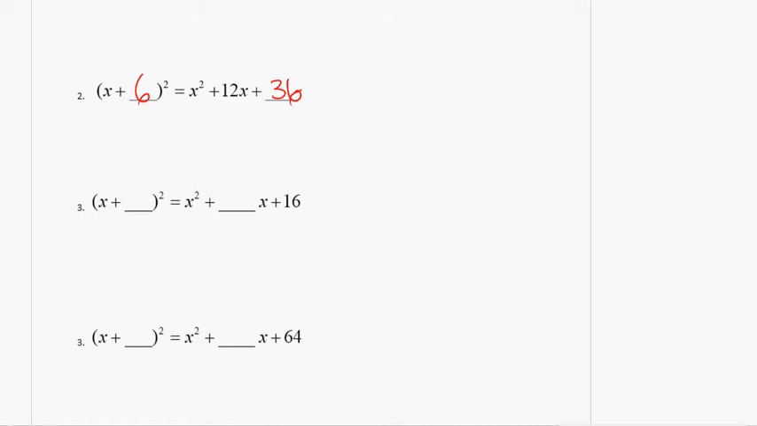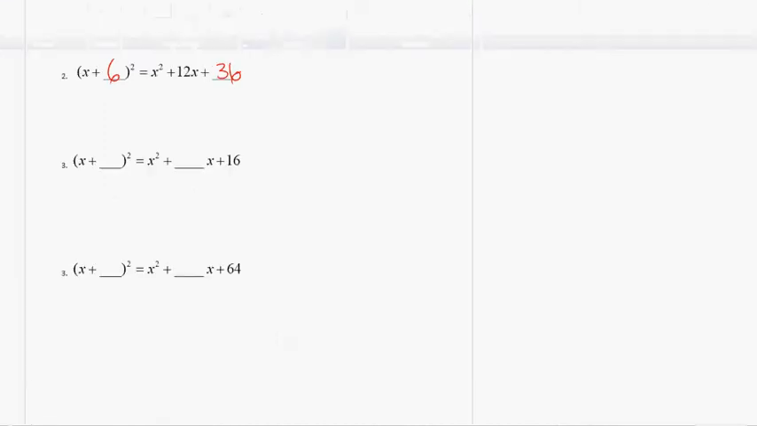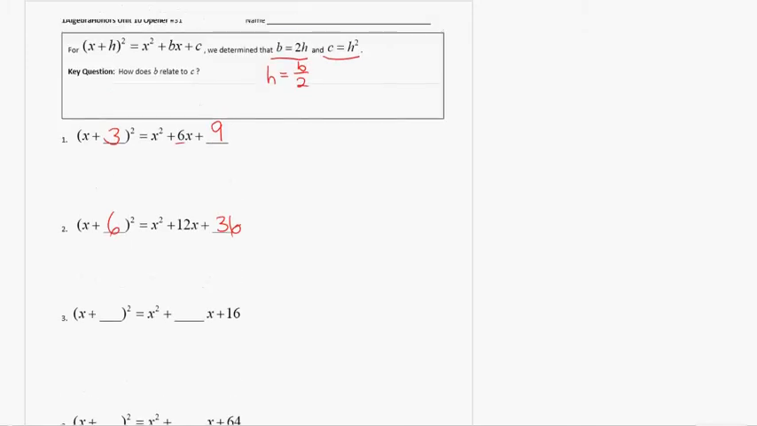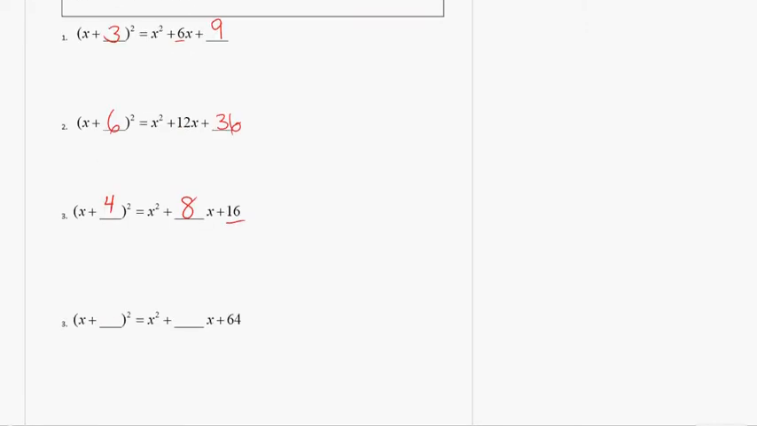We saw above that the relationship is c is h squared. Another way to think of that is h is the square root of c. So if I know c is 16, h must be 4. And if h is 4, b is twice it, so 8. And finally, h is the square root of c, which is 8. Twice it is 16. So these are perfect square trinomials.